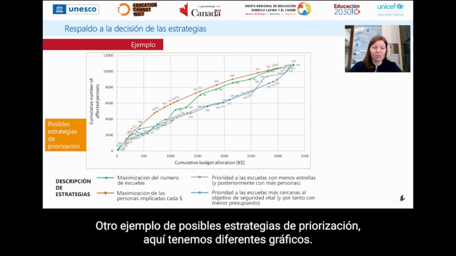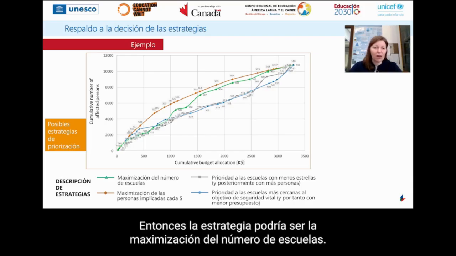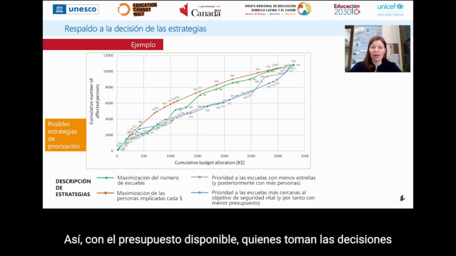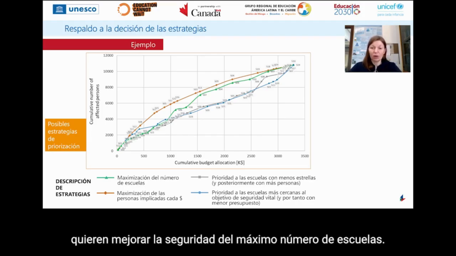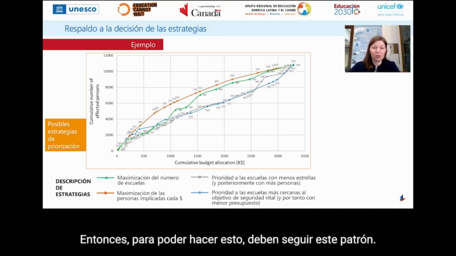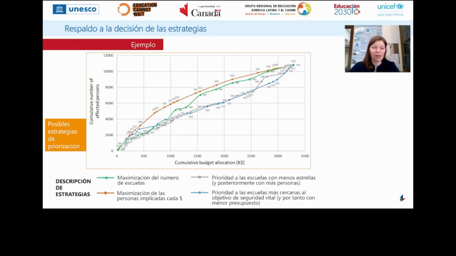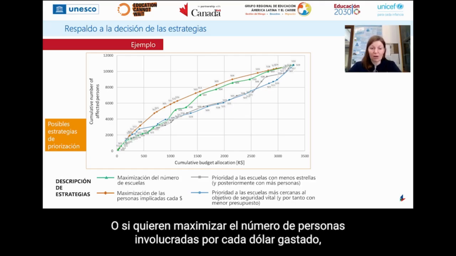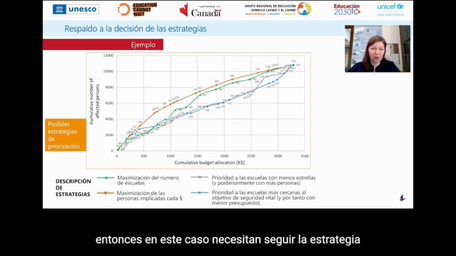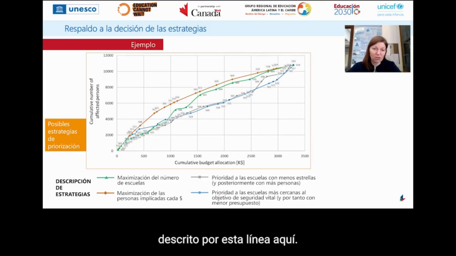Other examples of potential prioritization strategies. Here we have different graphs. A strategy could be the maximization of the number of schools. So with the available budget, the decision makers want to upgrade the safety of the maximum number of schools. In order to do this, they must follow this pattern. Or if they want to maximize the number of persons involved for each spent dollar, in this case they need to follow the strategy described by this line here.